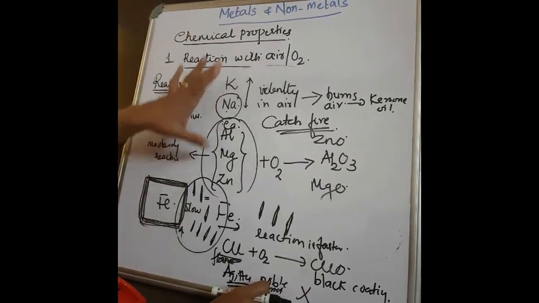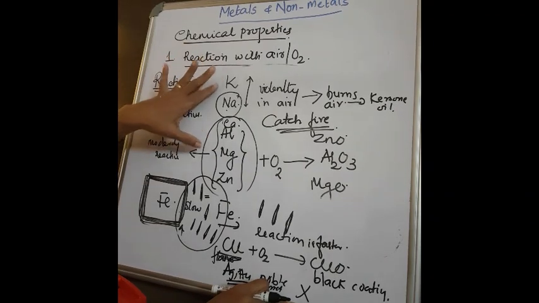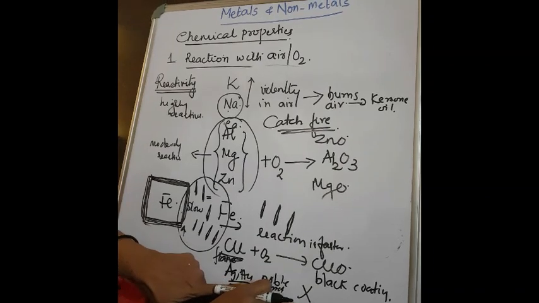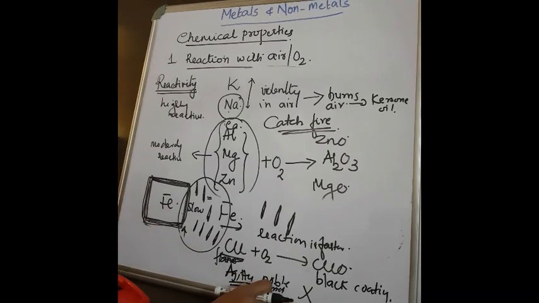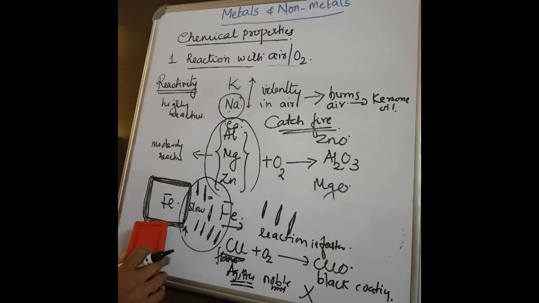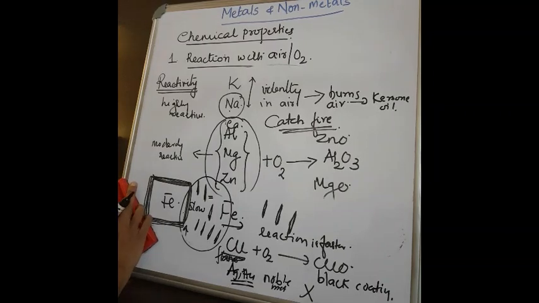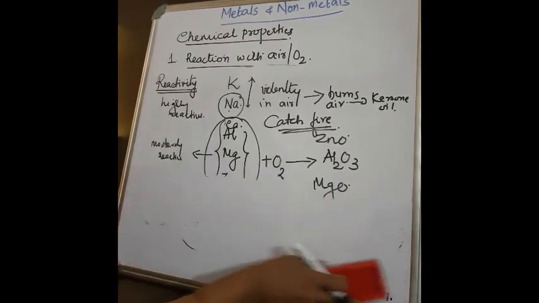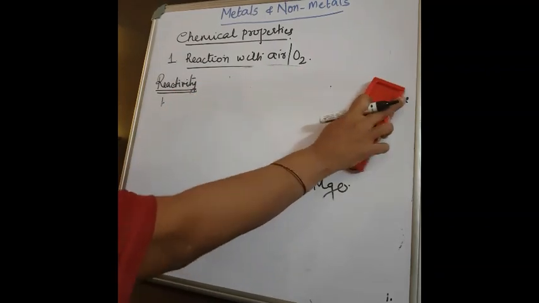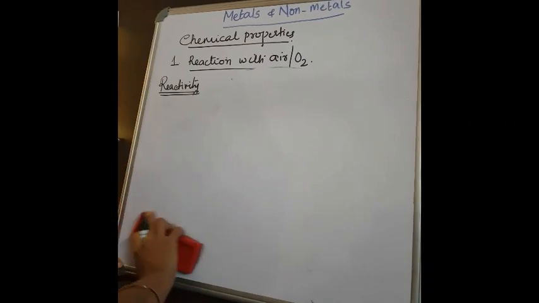So comparing all this, you can say which is more reactive: potassium and sodium. Which is least reactive: silver and gold. Okay, so this is the reactivity series with air or oxygen. Now, by only seeing the reactivity with oxygen, we cannot say that this element is more reactive or this element is less reactive.